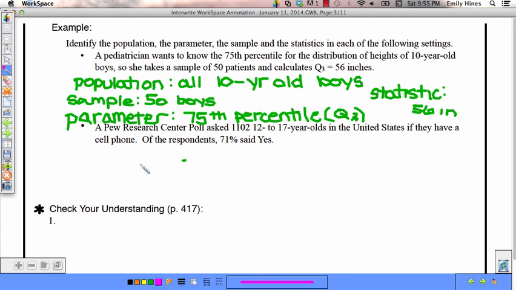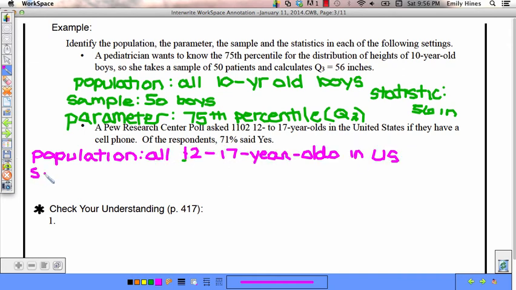Okay, so if we look at this next one, a Pew Research Center poll asked 1,102 12 to 17-year-olds in the United States if they have a cell phone. Of the respondents, 71% said yes. Okay, so our population here would be all 12 to 17-year-olds in the United States. Be as specific as they are in the problem. Our sample would be the 1,102 12 to 17-year-olds that were surveyed.